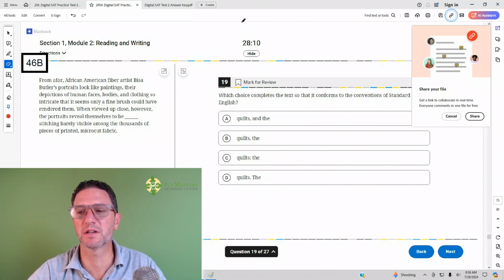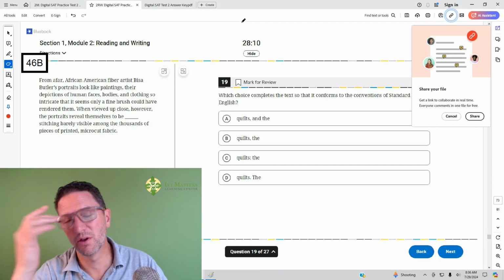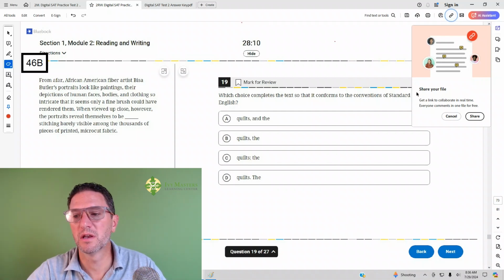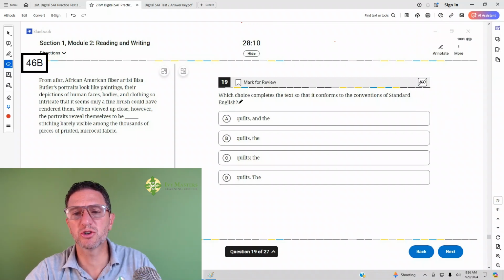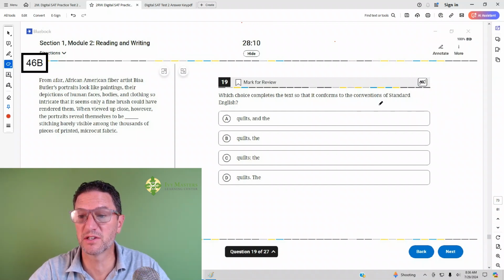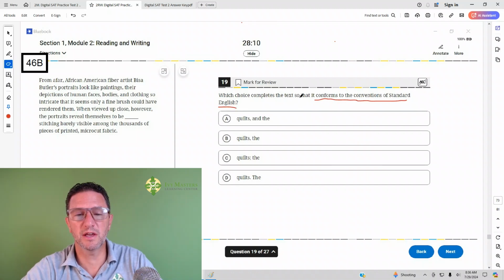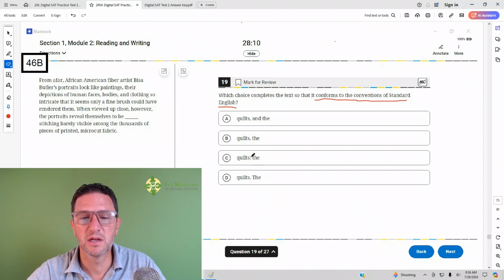And today, we're going to look at the 19th question from Digital SAT Test 2, Module 2B. This is from the harder set of reading and writing questions. Number 19 reads, which choice completes the text so that it conforms to the conventions of standard English? Whenever it asks this question, you always want to look at the answer choices first. When you look at the answer choices, what I notice is semicolon.